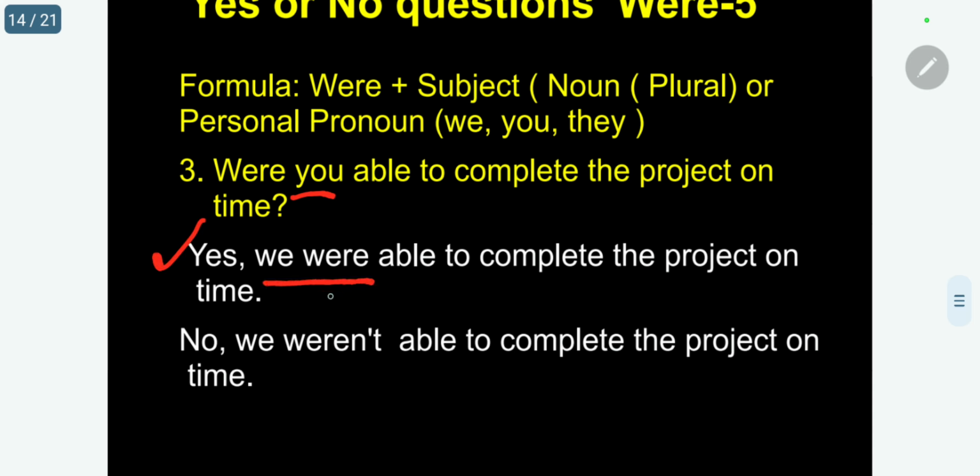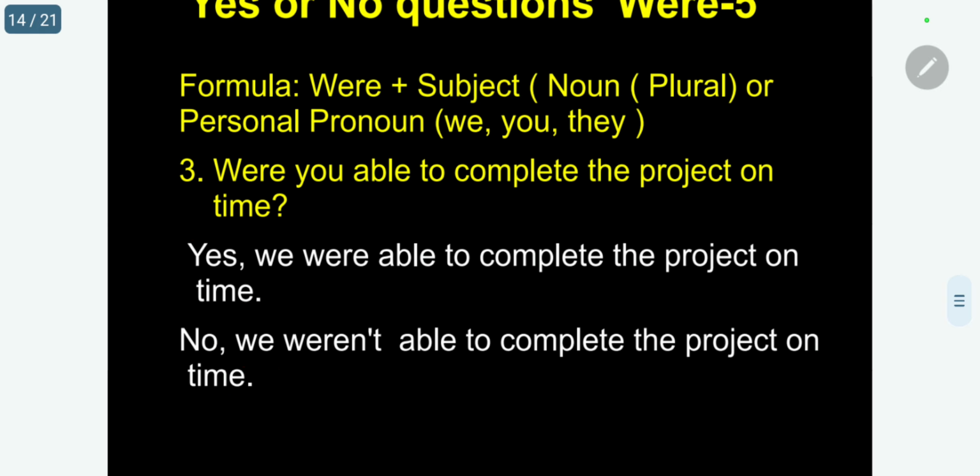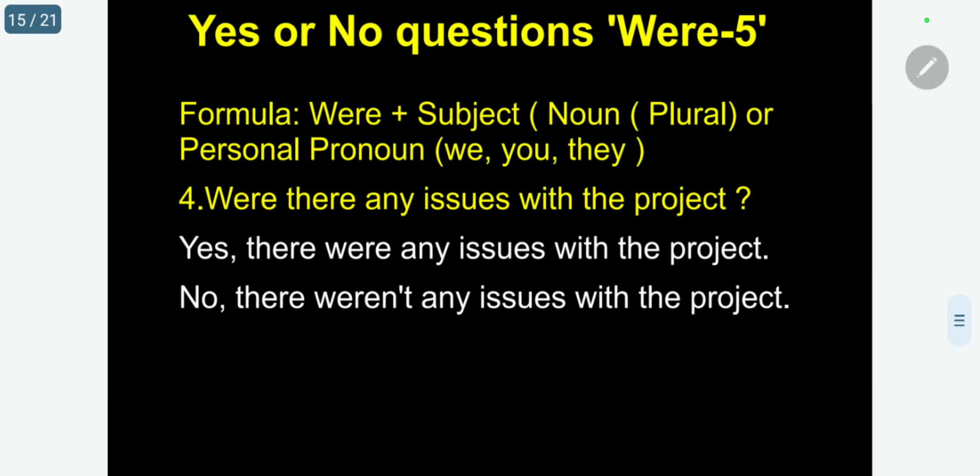So now what is coming? We, plural verb. We were able to complete the project on time. If it is negative, no, we weren't able to complete the project on time. Understand now? Okay. So now question number 4.